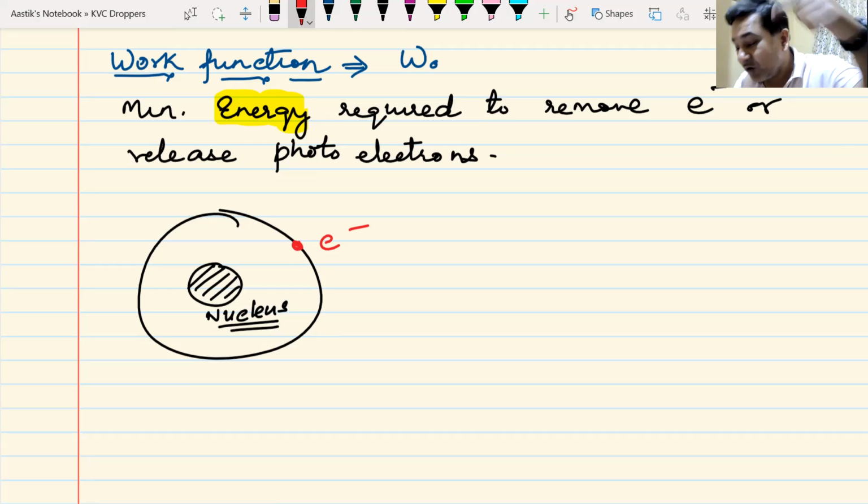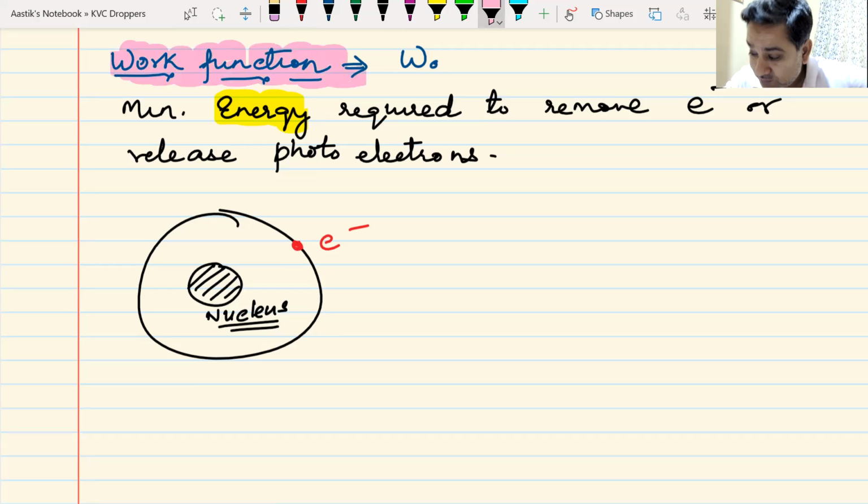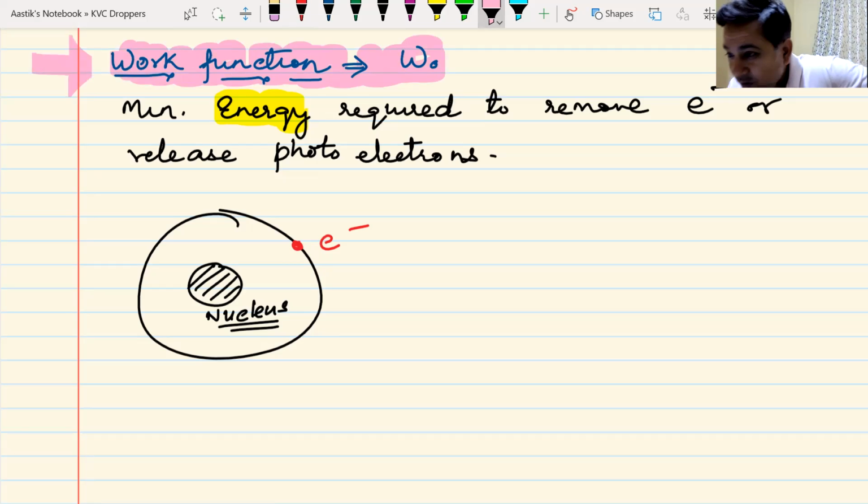So tell me what that energy is known as, which is required to liberate this electron. That energy is known as work function. You don't call it work function energy, you can simply call it work function. We understand this?